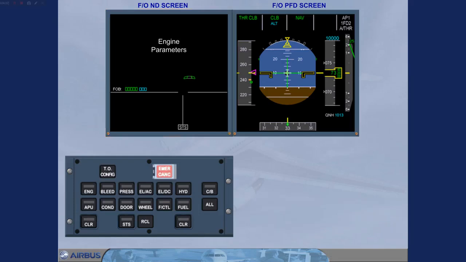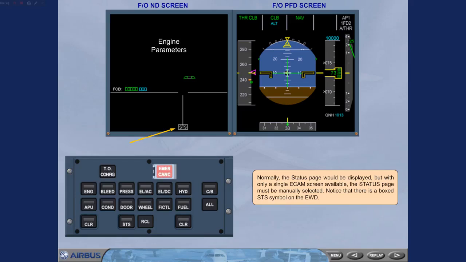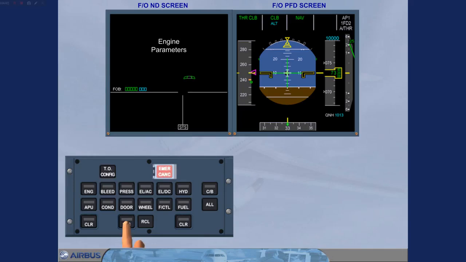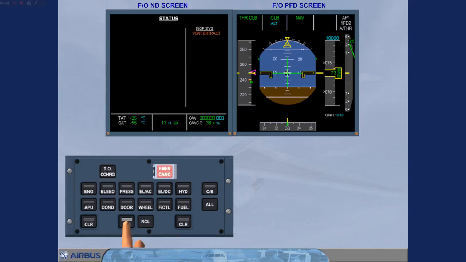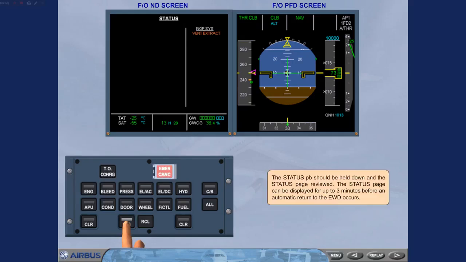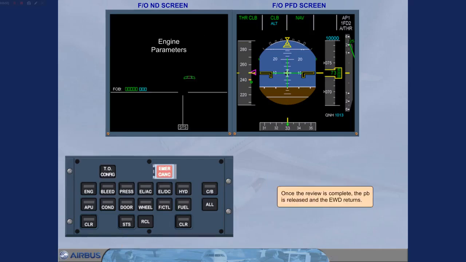Normally, the status page would be displayed, but with only a single Ecam screen available, the status page must be manually selected. Notice that there is a boxed status symbol on the engine warning display. The status push button should be held down and the status page reviewed. The status page can be displayed for up to 3 minutes before an automatic return to the engine warning display occurs. Once the review is complete, the push button is released and the engine warning display returns.